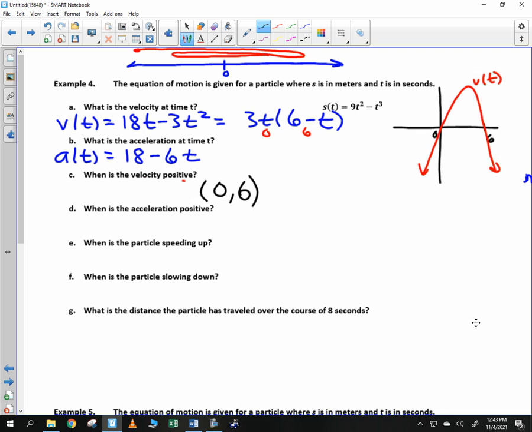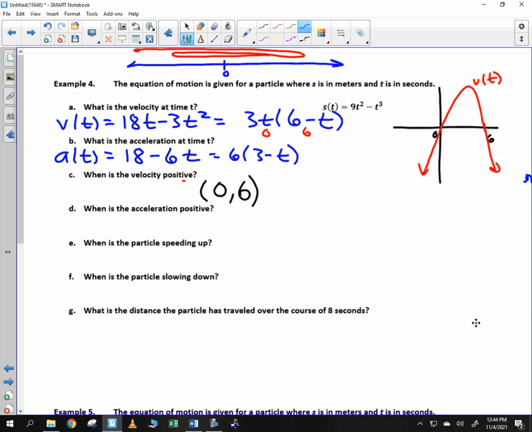The next question says, when is the acceleration positive? Can somebody tell me about the graph of acceleration? It's a line, right? In fact, I could actually do something pretty nice with this line. What's the slope of the line? Is it going to be going up or going down? And in fact, if you just factored out a 6, you get 3 minus t, right? So where's this line going to cross the x-axis? It's going to cross at 3, right?